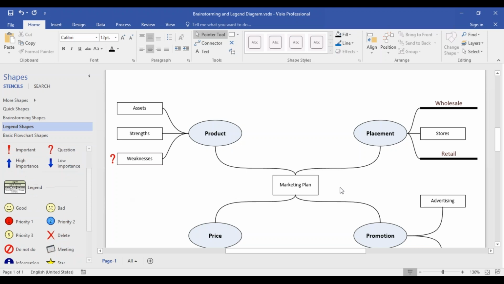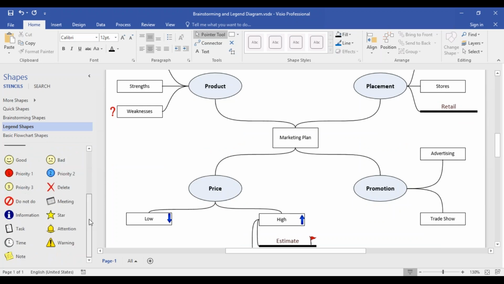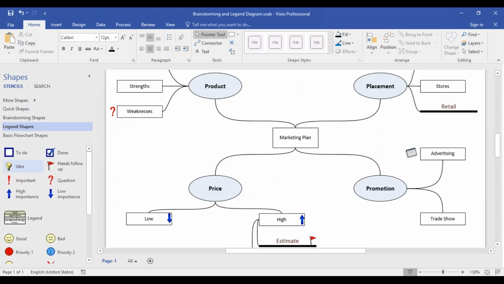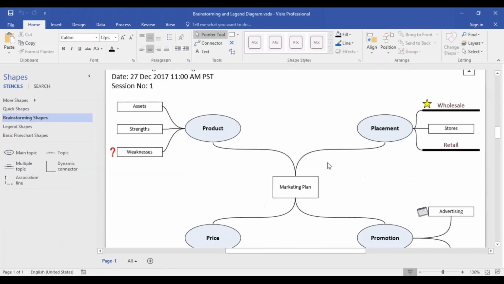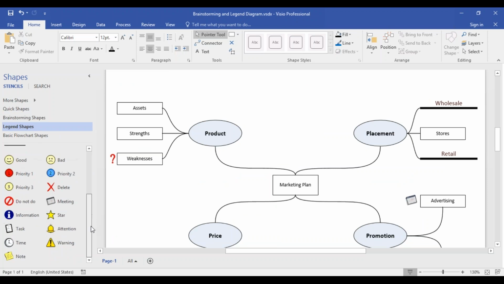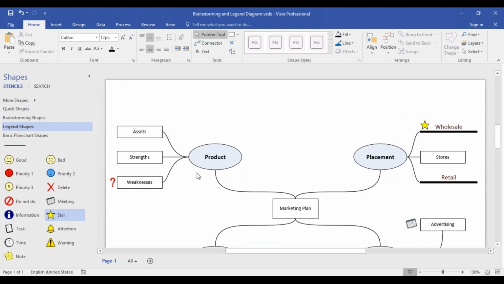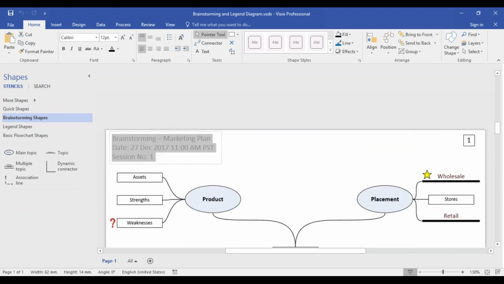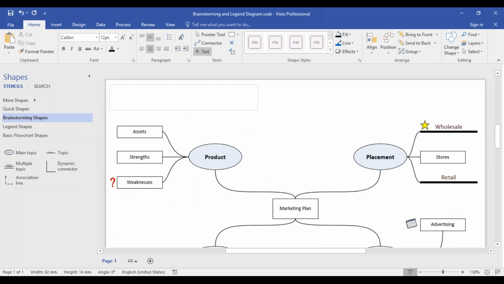So advertising, there's going to be a meeting, you have to add the meeting symbol. Trade show, you need some ideas. So that is still not done. Put an idea symbol there. Placement, most preferred placement you have discussed so far is wholesale placement of the product. Session 1 is now done. So add a text box. Add the details pertaining to session 1 of your brainstorming. Morning session is completed.